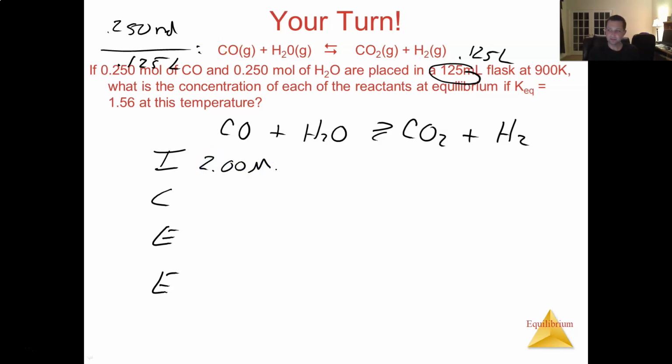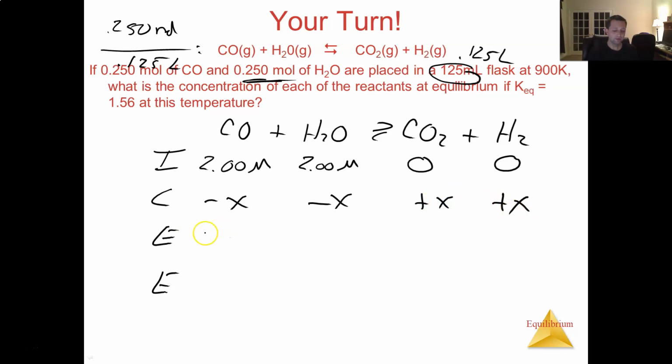Okay, the water is the same thing, 2.00 molar because it's 0.250 moles of it, and then we have nothing here. Okay, the reaction has to go to the right because there are no products, so we're going to have minus x, minus x, plus x, plus x. Okay, your change is right there. Your equilibrium line is 2.00 minus x, 2.00 minus x, x, and x.